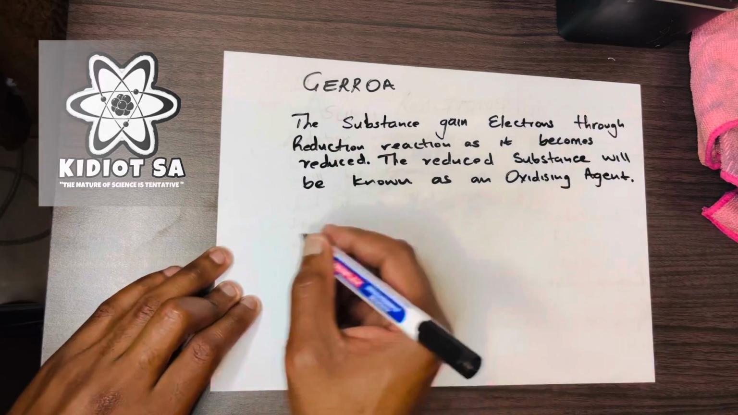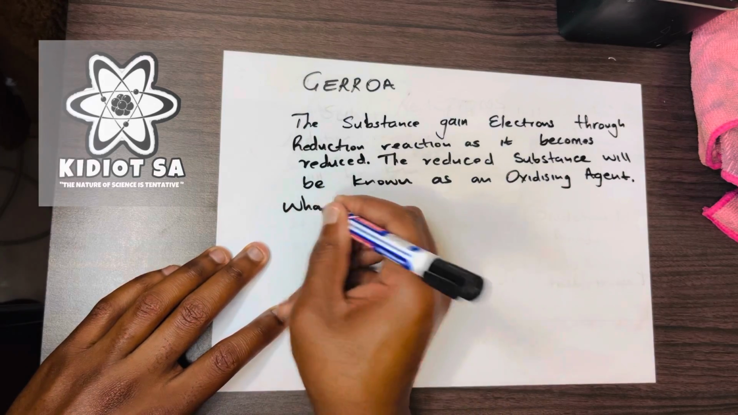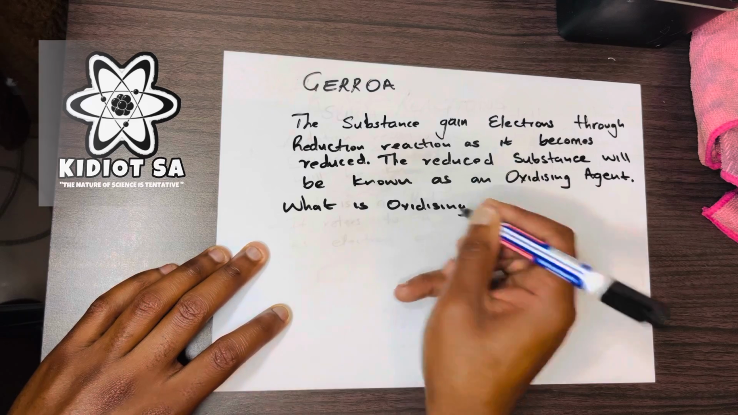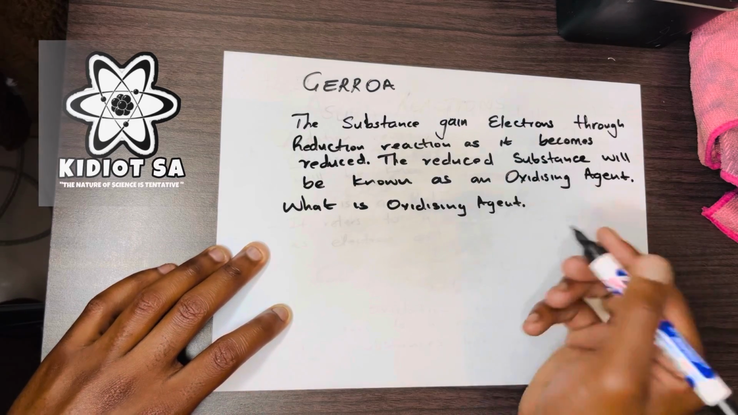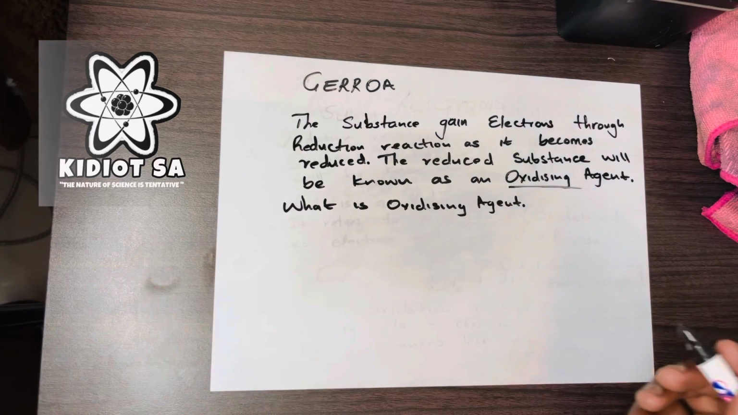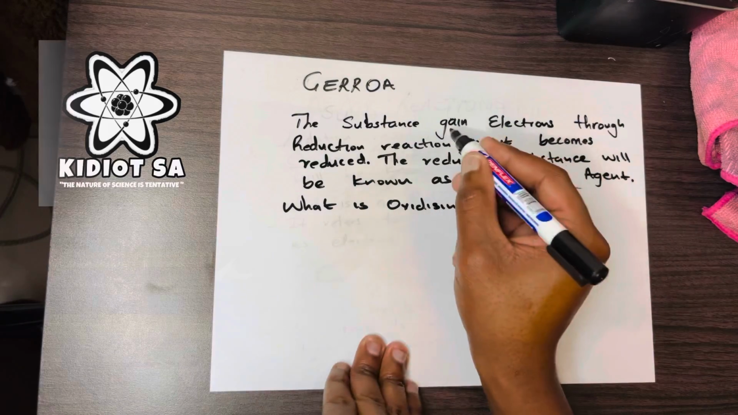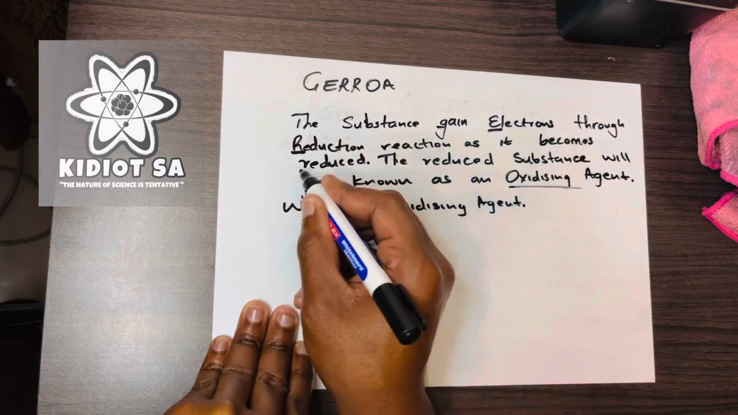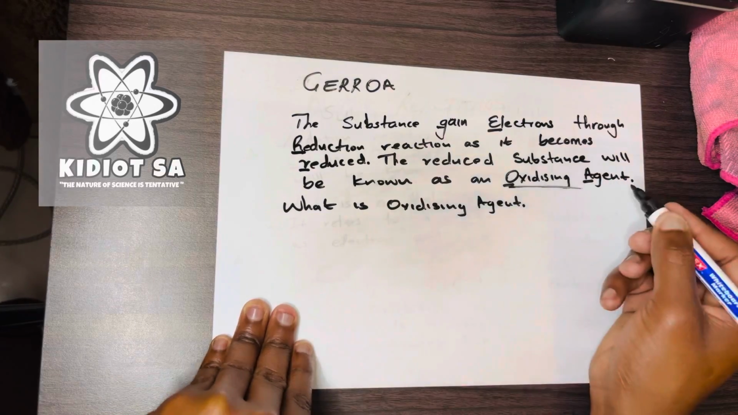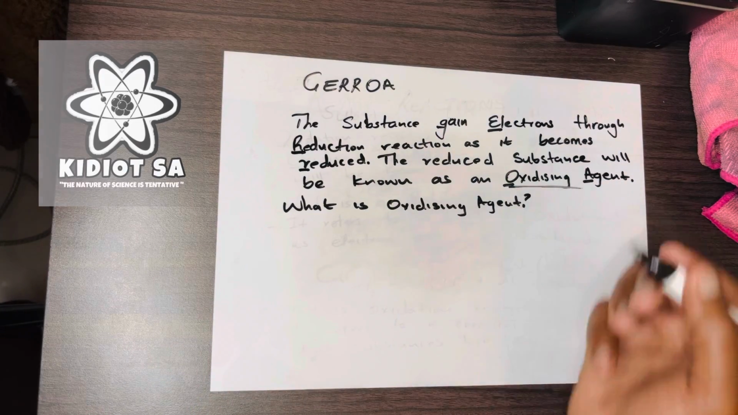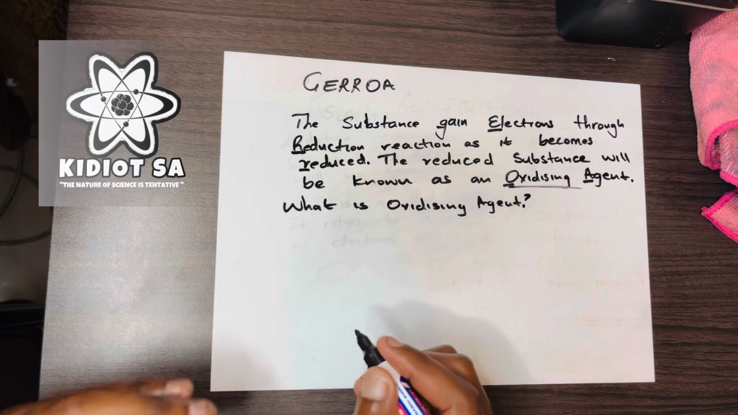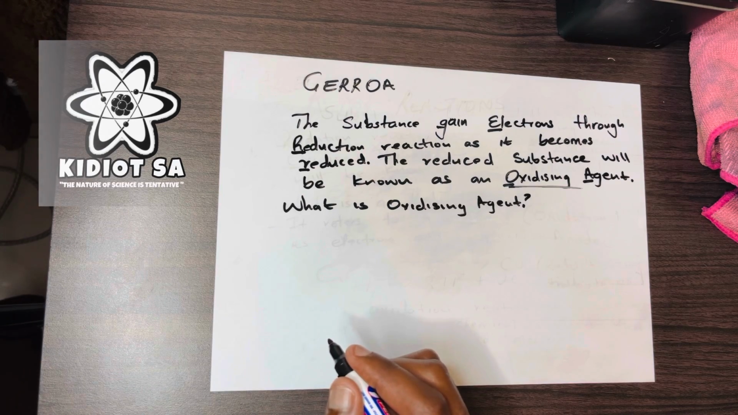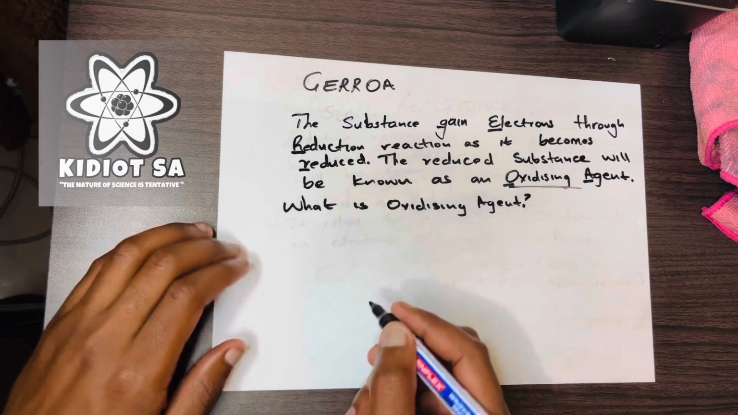If they say what is a reducing oxidizing agent, this is what you should tell them. What is oxidizing agent? Oh, before I could go any further, from this weird GERROA, letter G was taken from here, letter E here, and then first letter R here, second letter R here, then the OA is this one, or for oxidizing agent. So now, if they say, what is an oxidizing agent in a nutshell? You simply tell them that oxidizing agent is a substance which gains electrons and it's being reduced.